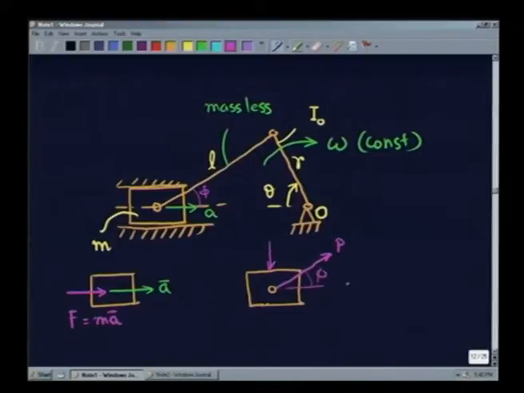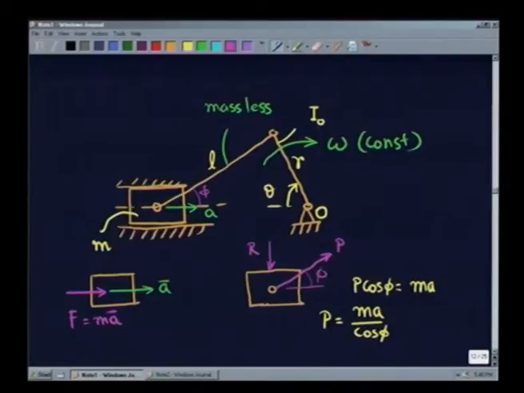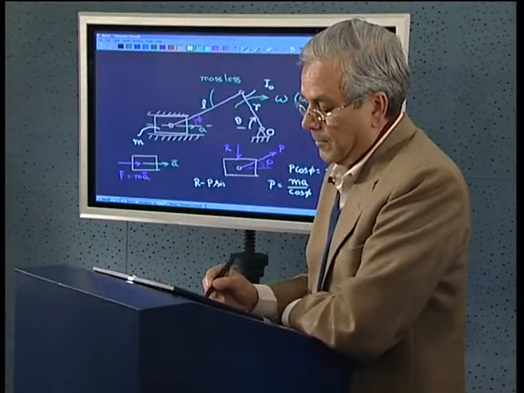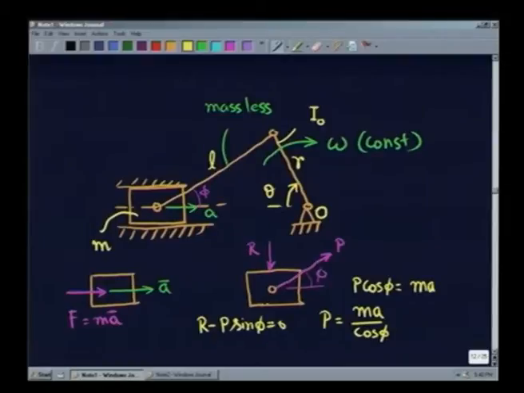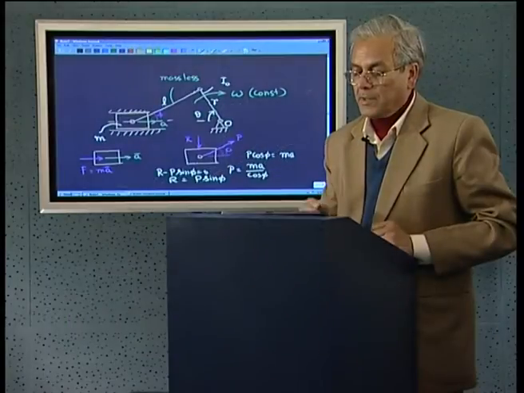That we can find out from this equation, that P cosine phi must be equal to mass into acceleration, or this force P will be mass into acceleration by cosine phi. We can find out this reaction because there is no movement along this direction which is perpendicular to these slider surfaces. So, total force in this direction will be 0. So, we can then write that R minus P sin phi is 0, that is R will be equal to simply P sin phi.